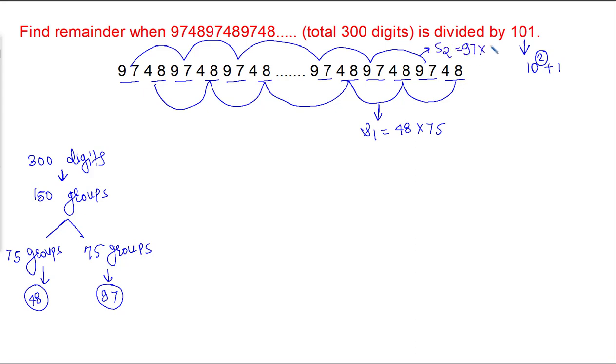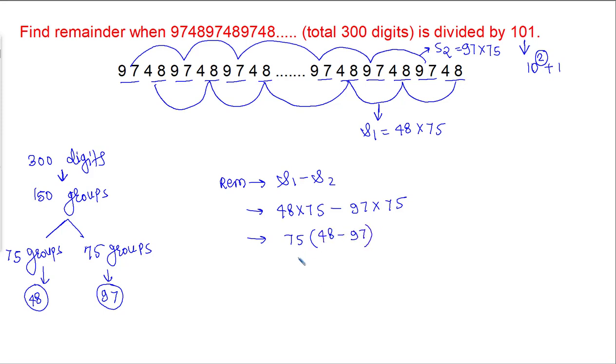And S2 is going to be how much? 97 into 75. Okay everyone, to find the final remainder, what are we supposed to do? We are supposed to do S1 minus S2, 48 into 75 minus 97 into 75. Let's take 75 common. If we take 75 common, what is remaining in the bracket? 48 minus 97. Now this subtraction is how much? This subtraction is minus 49, so 75 into minus 49.